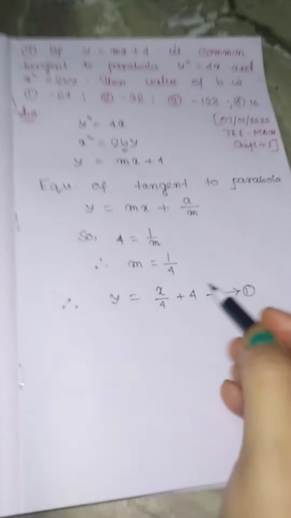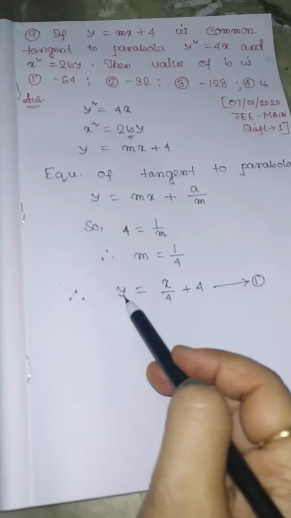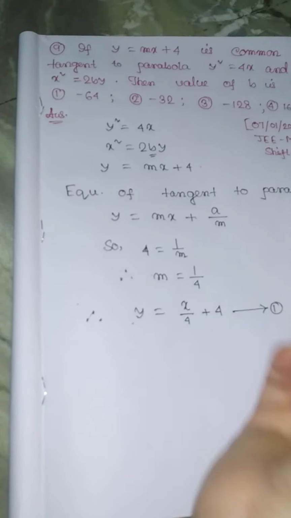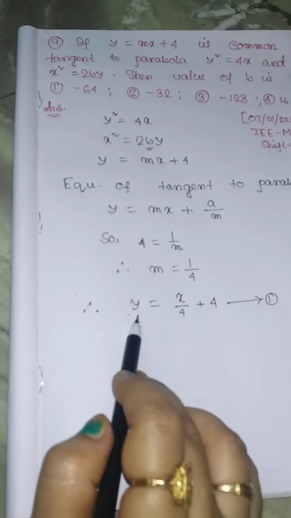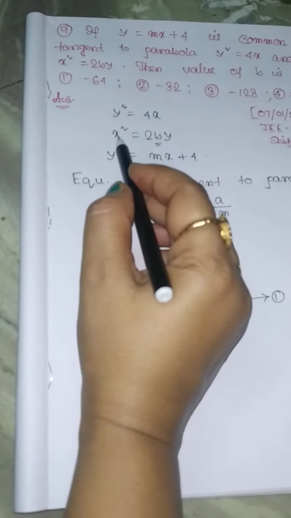Now we shift the coordinates: x becomes y and y becomes x. Shifting the coordinates of the common tangent and the other parabola, we shift these two.